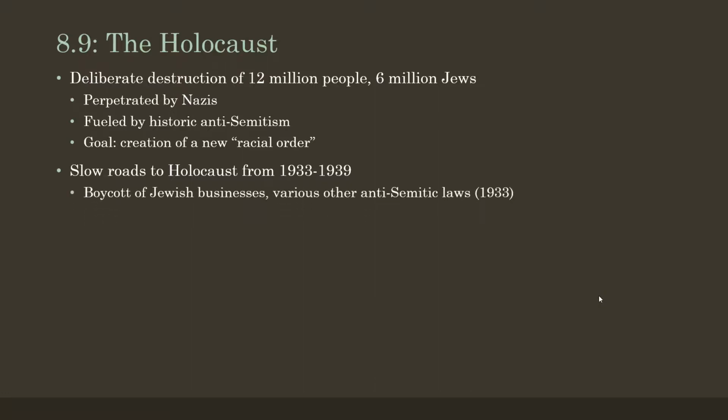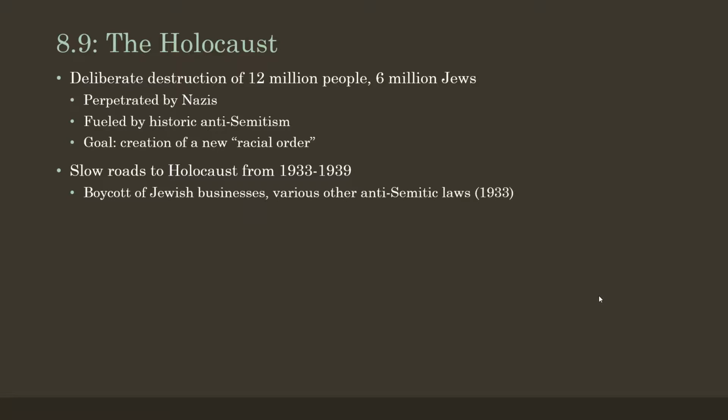I say it's a slow road to the Holocaust. I don't want you to think that means I'm diminishing the significance of it. Far from it. But what I mean more is that the Holocaust is not something that happens overnight. It is something that the Nazis slowly implement policies that are more and more discriminatory, more and more extreme, and more destructive. So in 1933, we see the boycott of Jewish businesses.